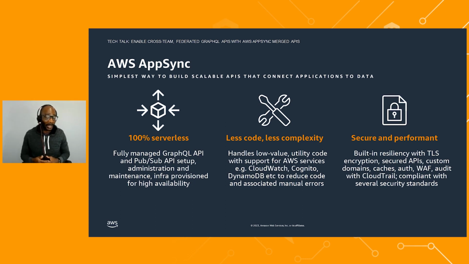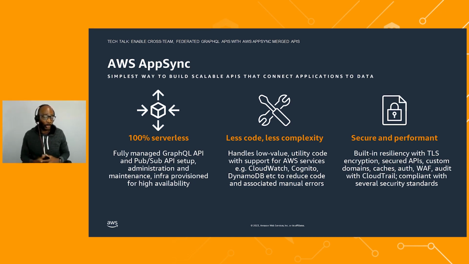And last but not least, AppSync is secure and performant. Security is our main priority at AWS. So when we built AppSync, we thought about all of the different things that we needed to do to make sure that your API was secure. And if you look at AppSync from an end-to-end perspective, from the ingest point when a request comes in, you've got WAF, or web application firewall, that you can put in front of AppSync to protect your APIs.